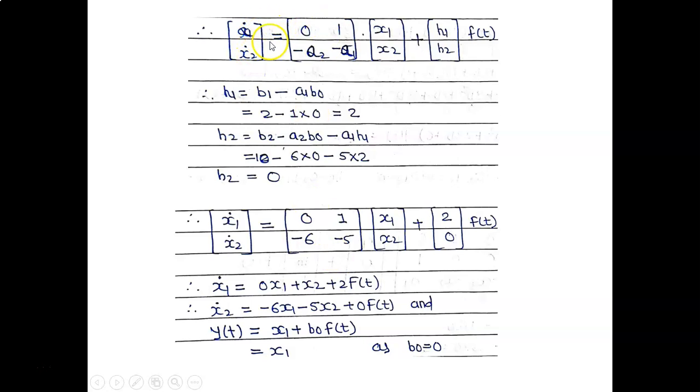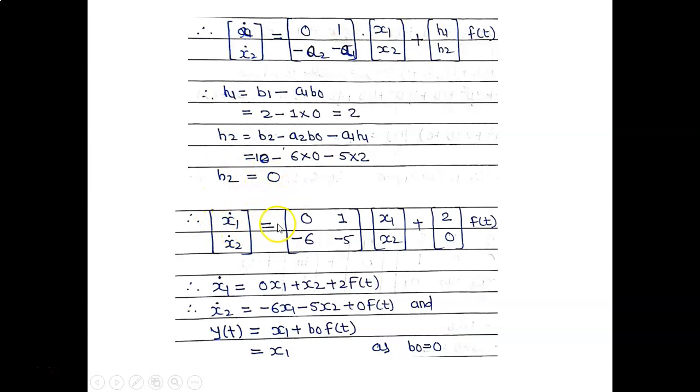Therefore, x1 dot, x2 dot is equal to the matrix 0 1, minus a2 minus a1, into x1, x2, plus h1, h2 into f(t). Therefore, h1 is equal to b1 minus a1 b0, which is equal to 2 minus 1 into 0, and h2 is equal to b2 minus a2 b0 minus a1 h1. These are the standard equations of h1 and h2. Therefore, h2 is equal to 10 minus 6 into 0 minus 5 into 2. Therefore, h2 is equal to 0.